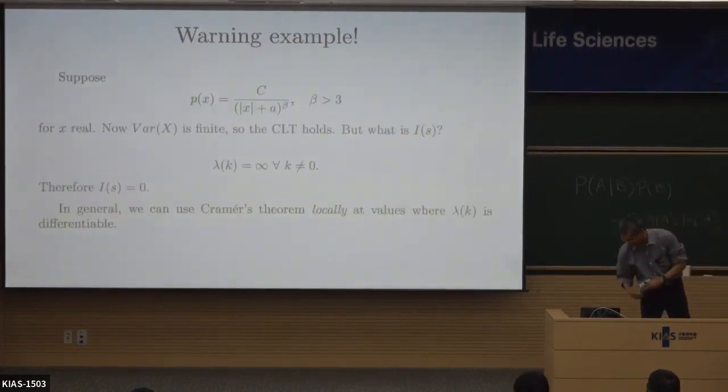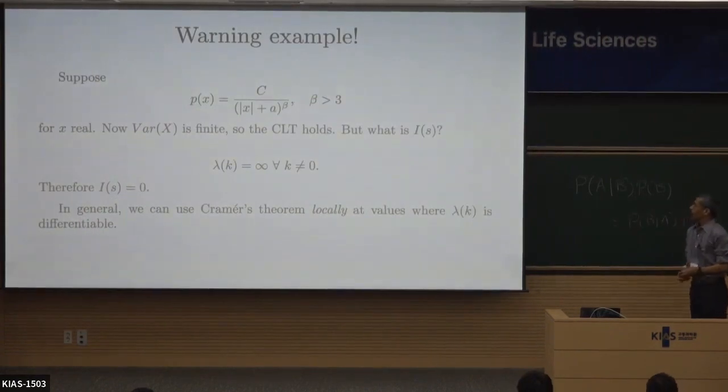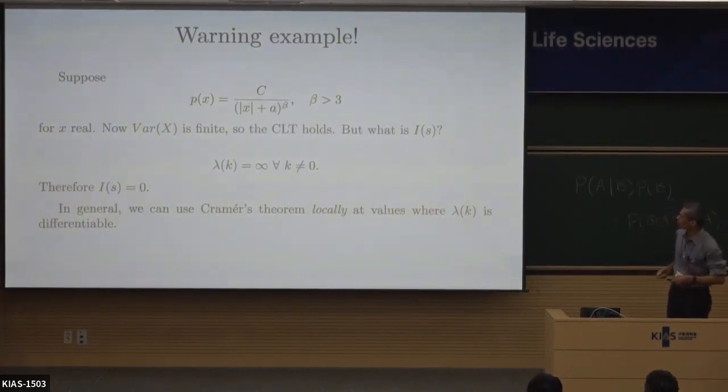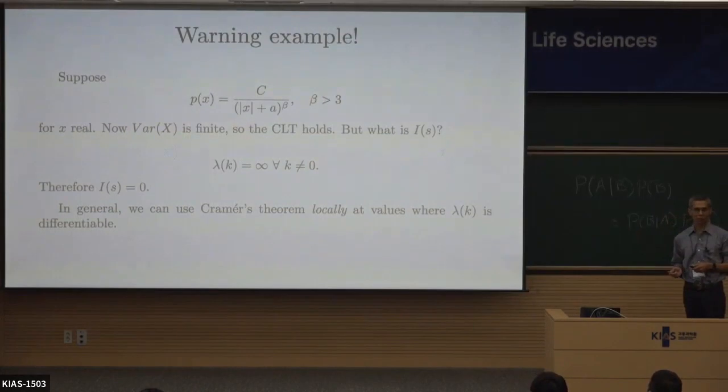All right. So now we do a few counterexamples just so we don't get overconfident about how we use rate functions in Legendre transforms. So this is a Pareto density. You take the beta parameter to be greater than 3, and C is just a normalizing constant, right? So this is a perfectly normalizable P of X, okay?